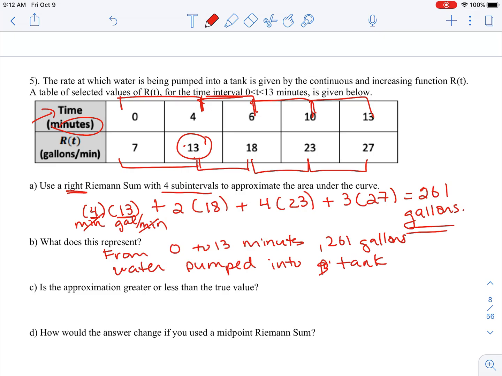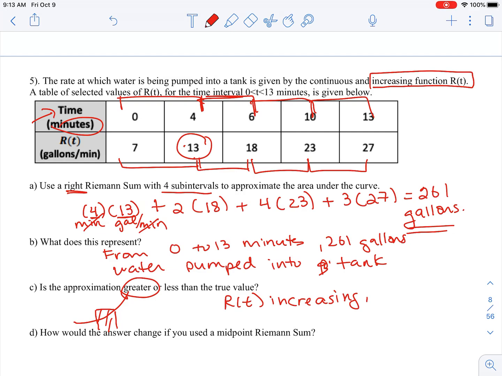Okay, and then here's that same question we saw before with the graphs. Is the approximation greater or less than? Well, the only thing I know about the function r is that it is increasing. So if this is an increasing function, if I use a right-hand rectangle, what do we notice happen? It always goes over. So we're going to say it's greater. And then your justification is because they told us that r of t is increasing, right? Always justify with what's given.